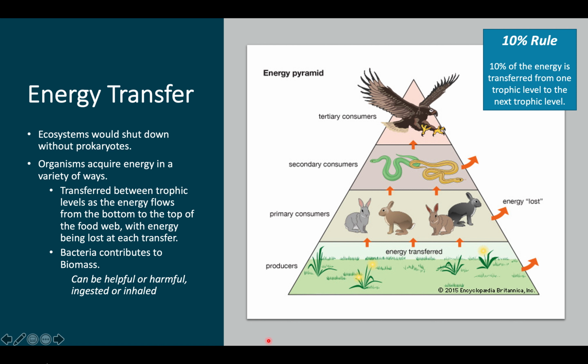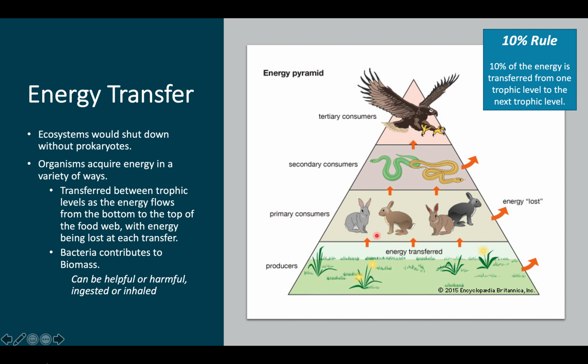Energy is transferred between those trophic levels as the energy flows from the bottom to the top of the food web, with energy being lost at each transfer. Bacteria contribute to biomass and can be helpful or harmful if ingested or inhaled by us or other organisms. As we're saying that energy flows from the bottom to the top, it's really interesting to think about. Down here we have producers. We've talked about those. They produce a lot of energy that these consumers then take in and use themselves. Primary consumers would be the consumers that eat those initial producers.